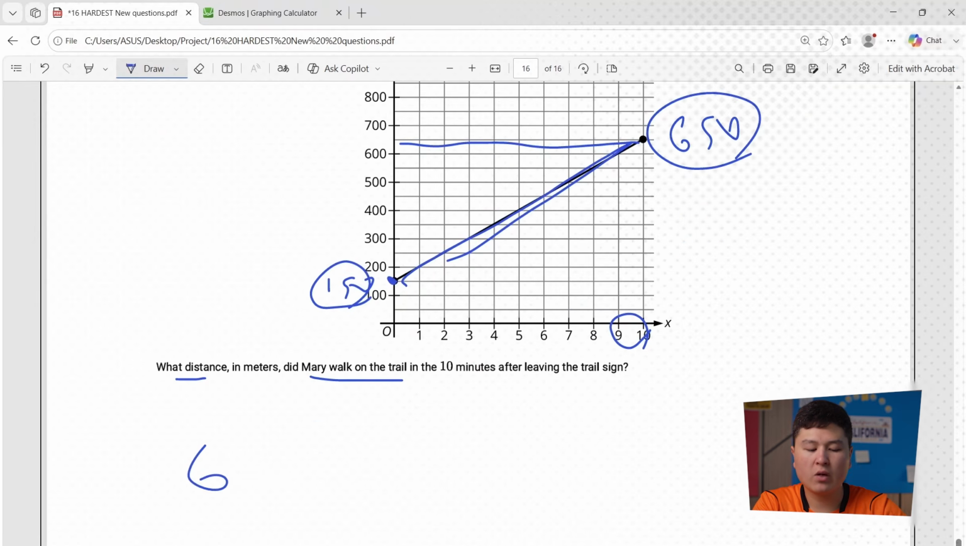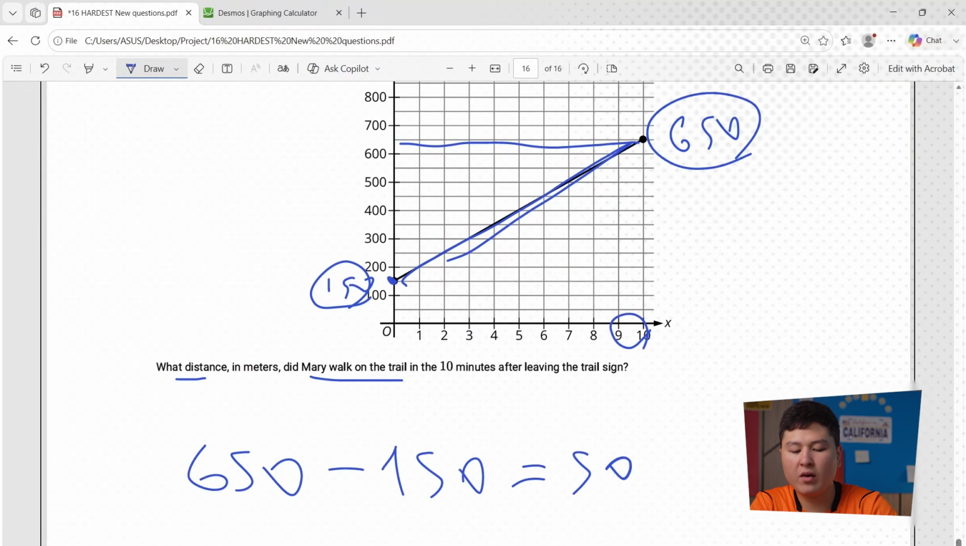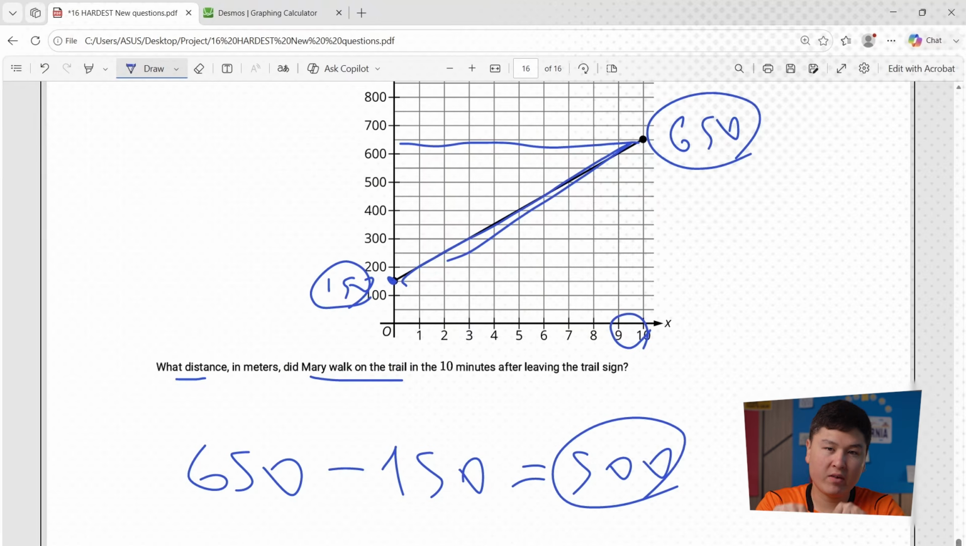So you have to subtract, 650 minus 150. That gives us 500 meters. So this 500 meters is going to be your answer. That's the distance Mary had walked after leaving the trail sign.